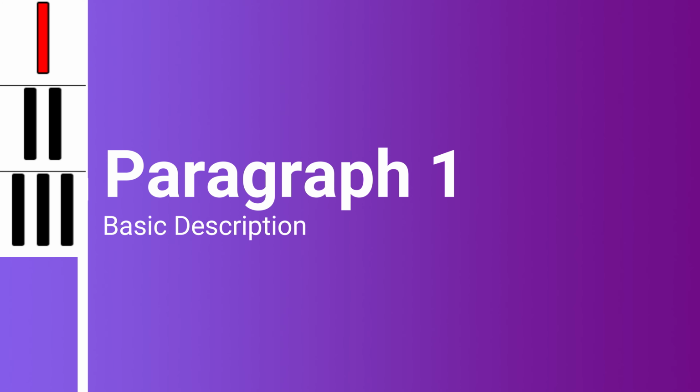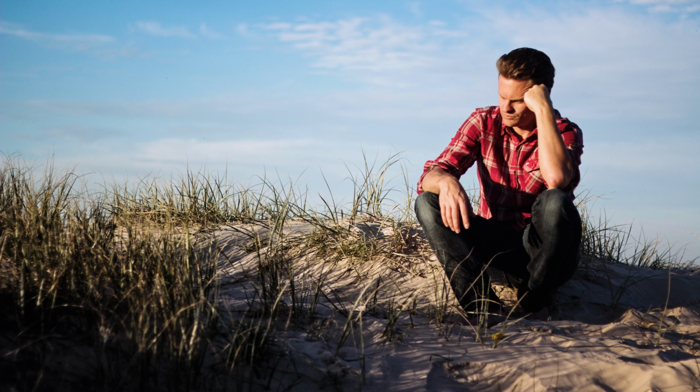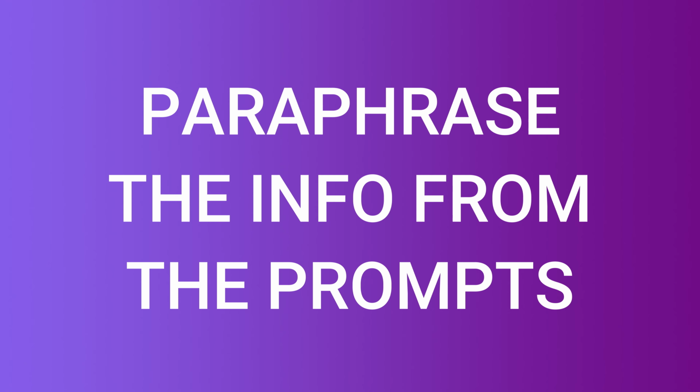Paragraph 1 should be a very basic description of the visuals, the charts, graphs, or other images included in the question. If you don't know where to start, remember that it's often possible to simply paraphrase information from the prompt and the headers on the visuals in 1 to 2 sentences. Just make sure that you are paraphrasing and using different vocabulary as much as possible.